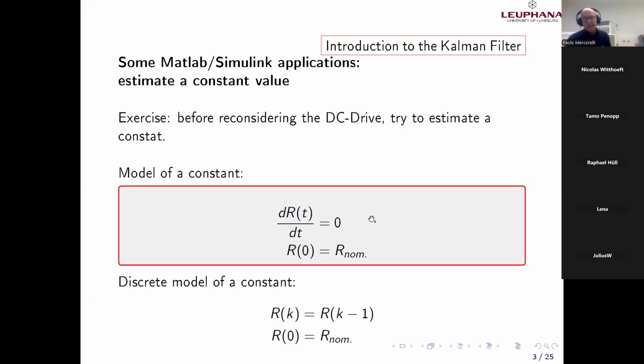Think about this kind of problem. To estimate a constant, R, recall as the resistance. Why that? Because we will see later when I reconsider the DC motor or DC drive, we will apply it again. It's a particular constant because if you read this expression here, somehow I put t, it's not wrong. It's a constant, yes, because the derivative of this is 0.